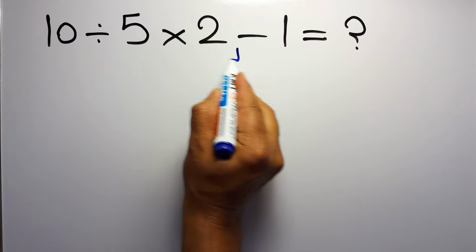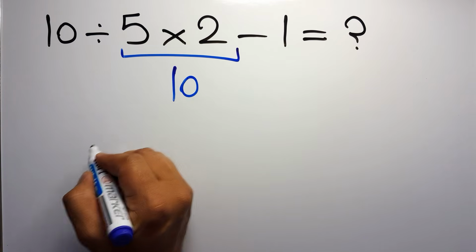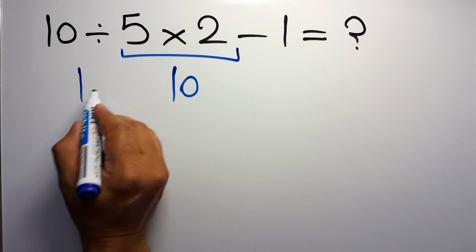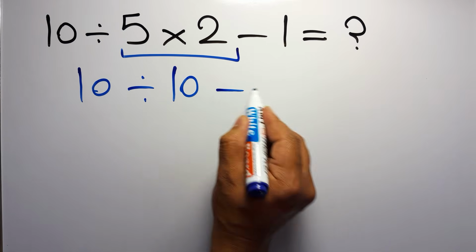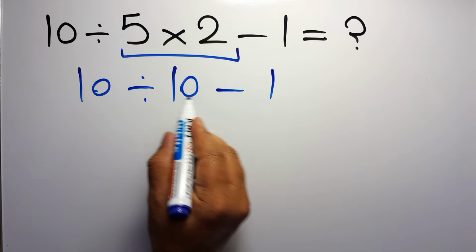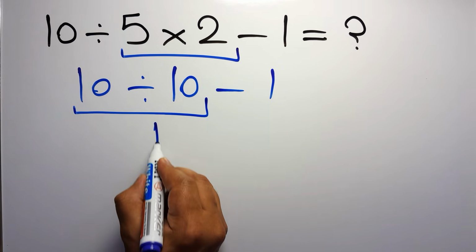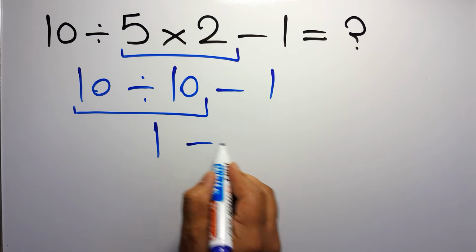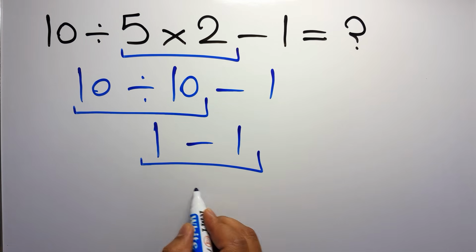5 times 2 gives us 10. So we have 10 divided by 10 minus 1. 10 divided by 10 gives us 1. So 1 minus 1 is just 0.